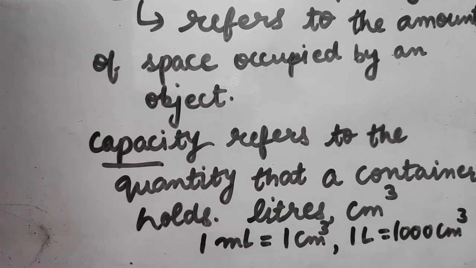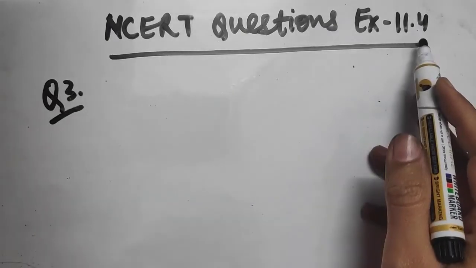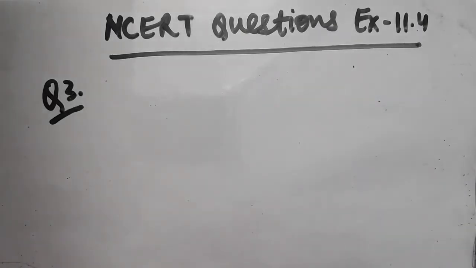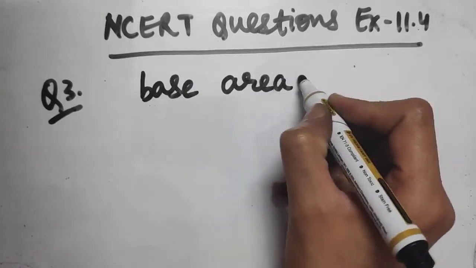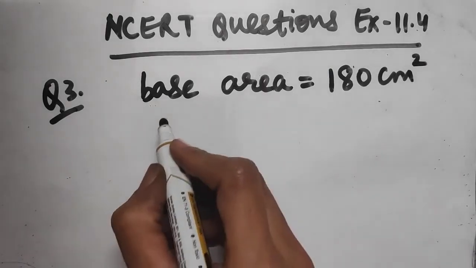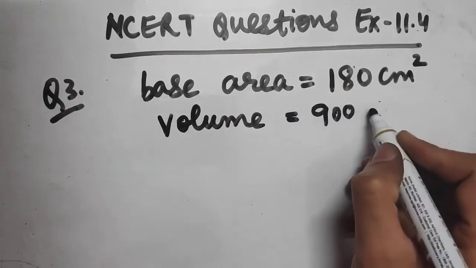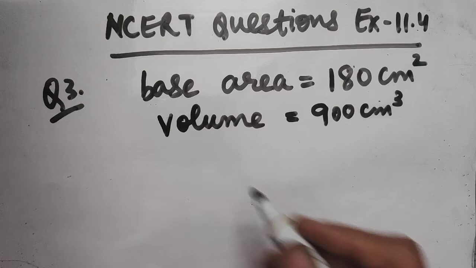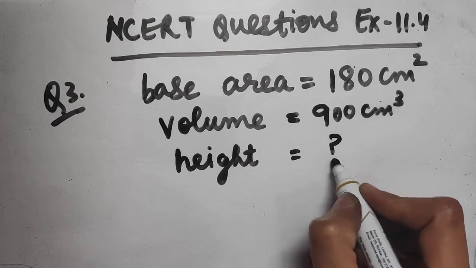Let us now discuss a few questions of exercise 11.4. Now I am going to discuss question number 3 of exercise 11.4. The question is, find the height of a cuboid whose base area is 180 centimeter square and volume is 900 centimeters cube. We are supposed to find the height of the cuboid. This is unknown to us.